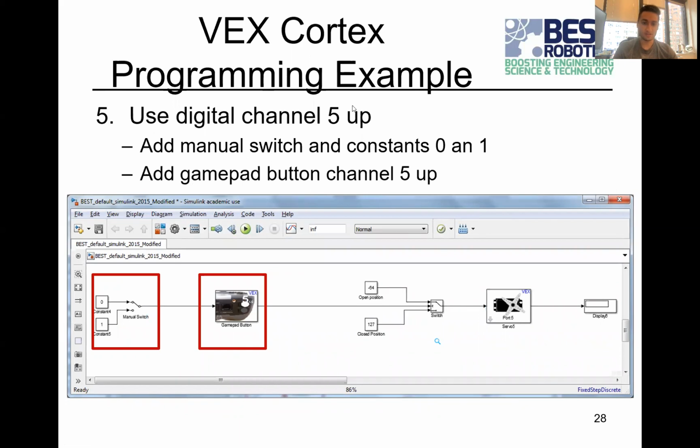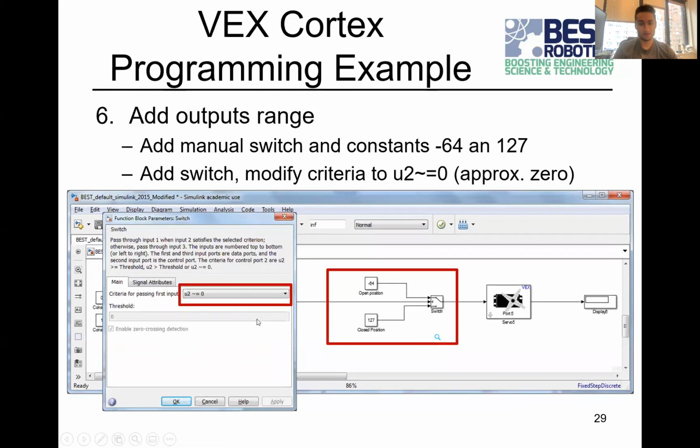If you want to use digital channel 5 and up, you just add a switch. That way it's like 0 and 1 under certain conditions. And then you add a gamepad button to make that channel 5 and up. And that's really all you can do. And then you add the output range so that, depending on the value of the switch, it's either -164 or 127. And that feeds into the servo just like that.